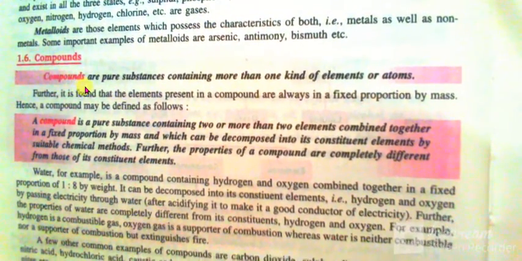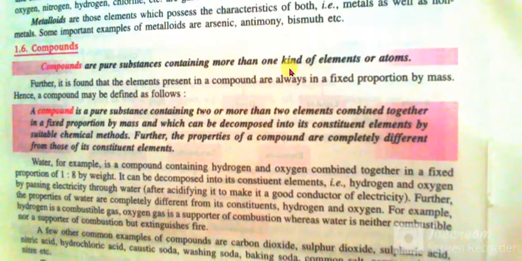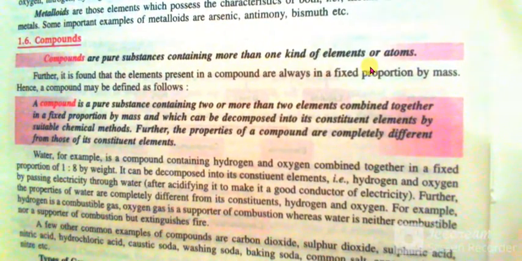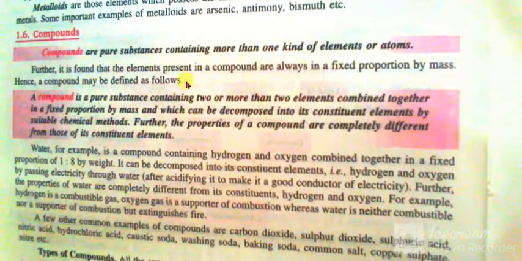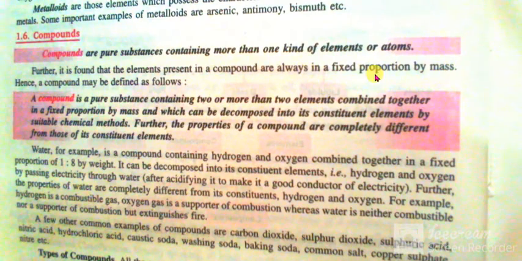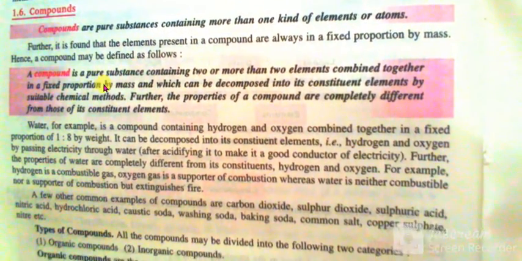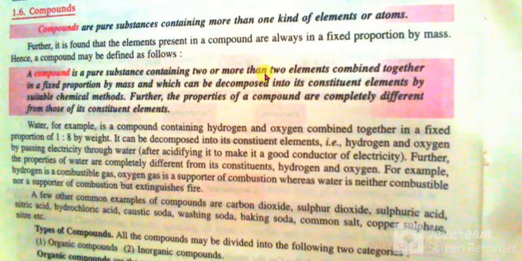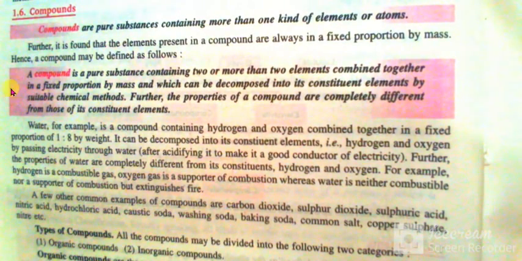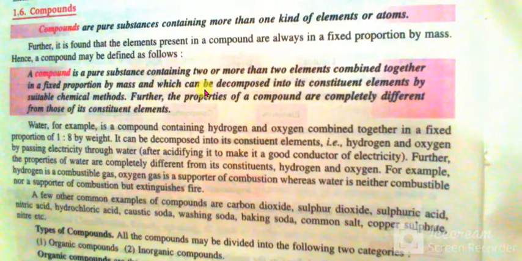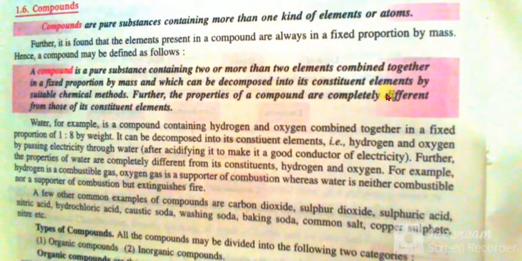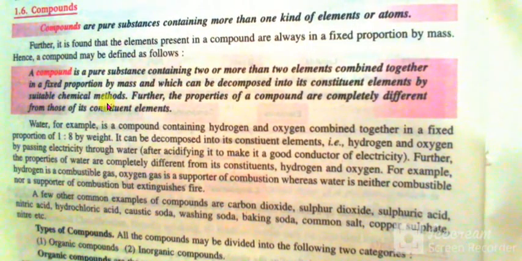Compound. Compounds are pure substances containing more than one kind of elements or atoms. Further, it is found that the elements present in the compound are always in a fixed proportion by mass. Hence, a compound may be defined as follows. A compound is a pure substance containing two or more than two elements combined together in a fixed proportion by mass, and which can be decomposed into its constituent elements by suitable chemical methods.